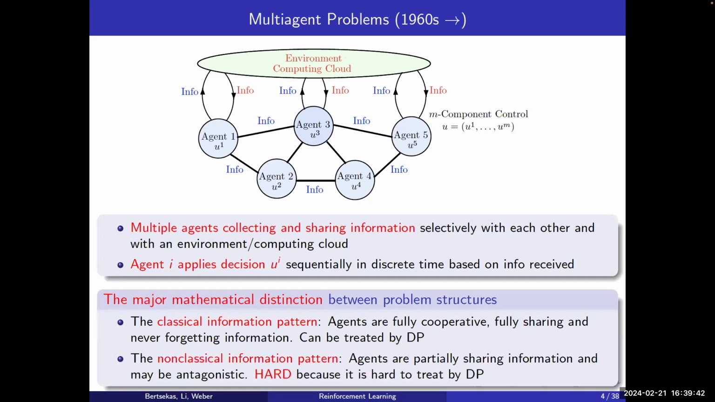The second case is called the non-classical information pattern, where agents are partially sharing information and may even be antagonistic. This is a difficult type of problem because it cannot be treated by dynamic programming. That's the case where Jameson is going to share some ideas, where a specially designed multi-agent rollout or multi-agent type of algorithm can be applied.